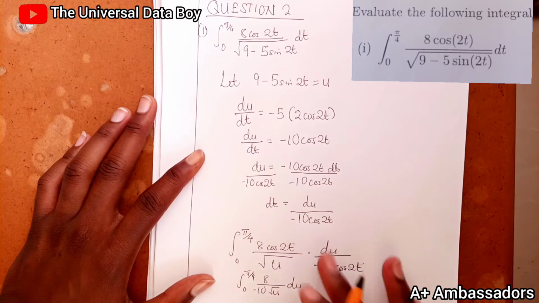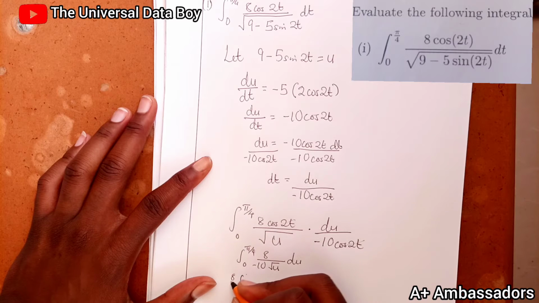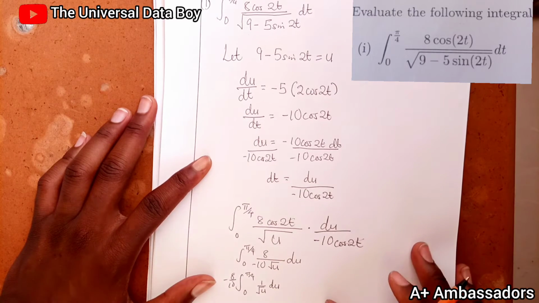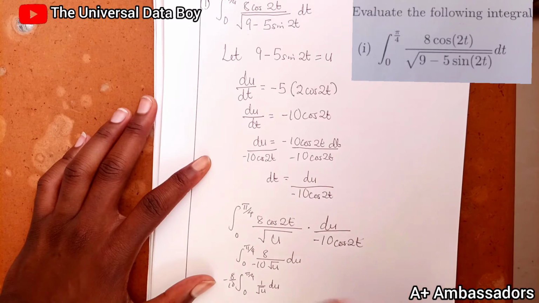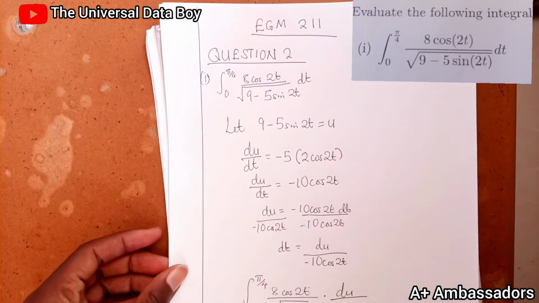So this can be pushed outside. When this is pushed outside, we're going to have negative 8 over 10, integral pi over 4 0 of 1 over the square root of u du. So now we can find this one by changing all of this into a power, and then since it's du, it's very easy. So let me just flip a page.